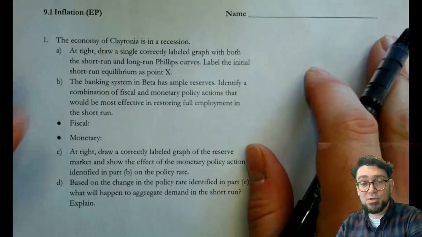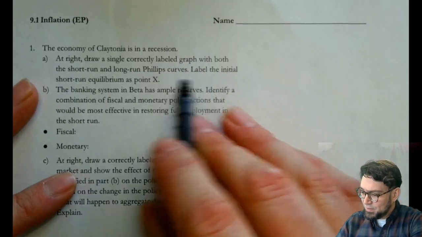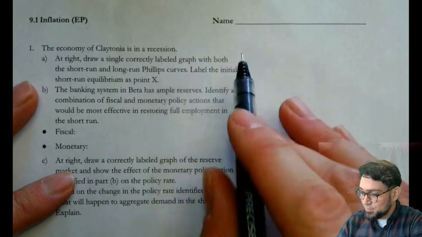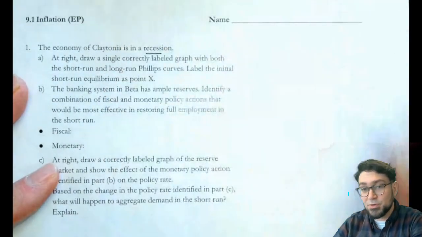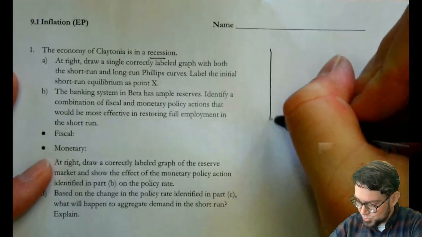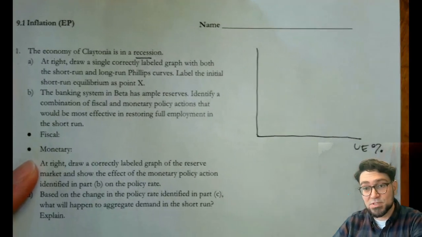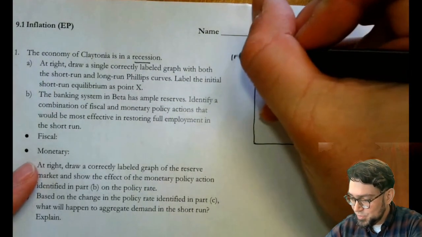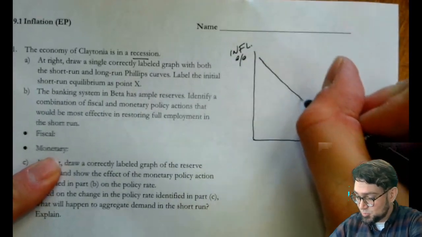Okay, so the first part of this question says the economy of Claytonia is in a recession. Draw a correctly labeled graph of the SRPC and the LRPC and label the current equilibrium as point X. And so we do want to make sure we're in a recession when we go to draw that. We'll put that one here. And we know we need to label this UE percent, not just UE. And we can use inflation percent up here. We don't want to just say price levels.